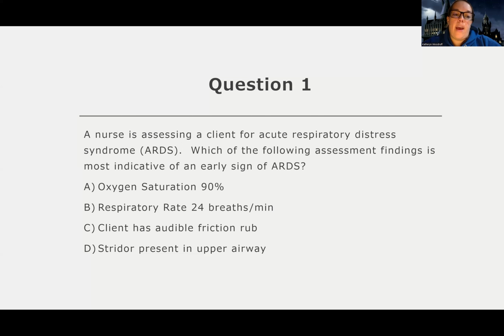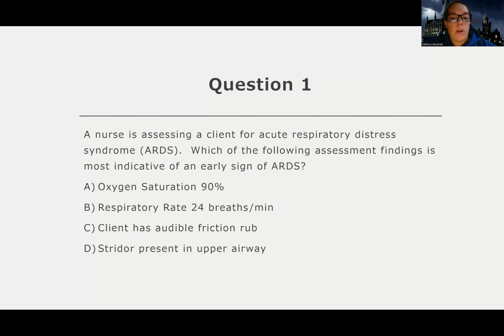So the first one I have is an oxygen saturation of 90%. When I answer a question, I like to look at all the answers first, holding on to some, when I'm practicing. So, oxygen saturation 90%. Well, I know ARDS has a lot to do with oxygen, and there's that refractory hypoxemia. So that sounds good, but I don't know if that's early.